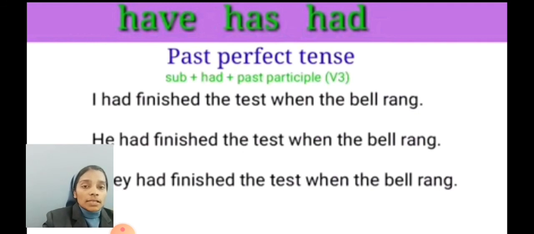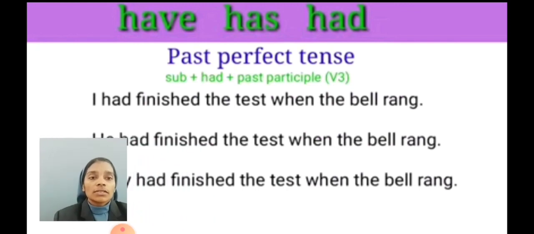That means we use had with both singular and plural subjects. For example, I had finished the test when the bell rang. He had finished the test when the bell rang. They had finished the test when the bell rang. Have you understood? Dear students, we use had with both singular and plural subjects. Had is used as the auxiliary verb in the past perfect tense.